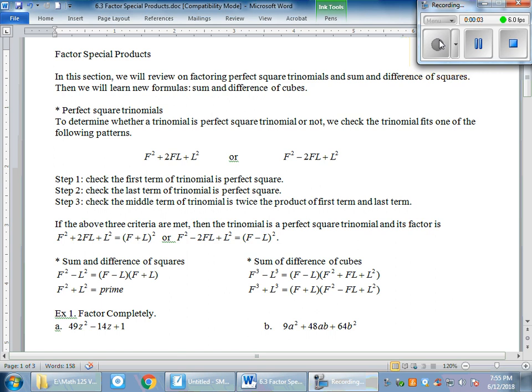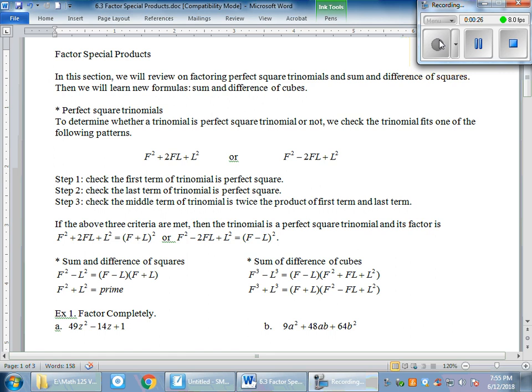6.3. In this section, we're going to be reviewing special products, how to factor those cases. That would be perfect square trinomials, sum and difference of squares, and sum and difference of cubes. So first, let's talk about perfect square trinomials.